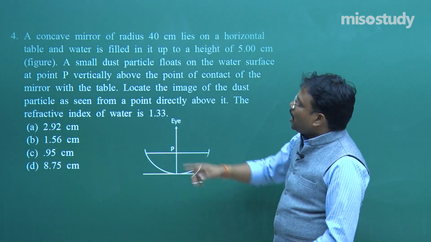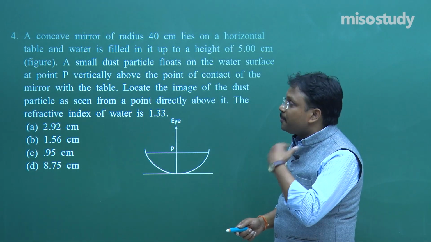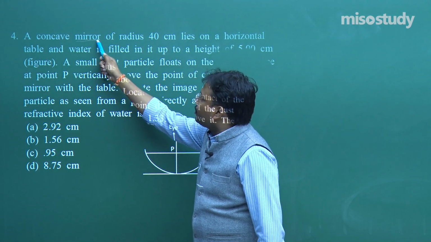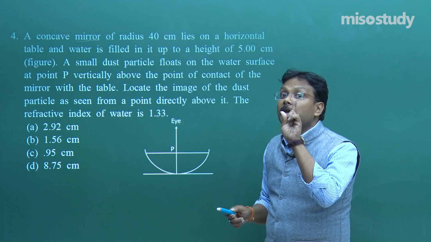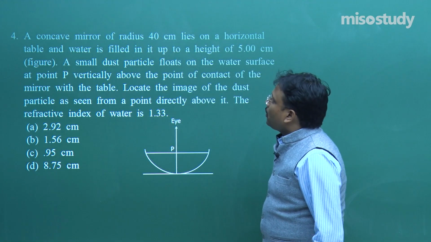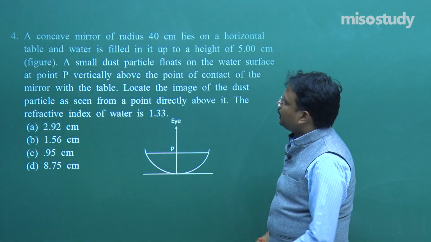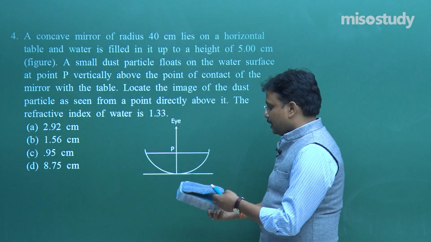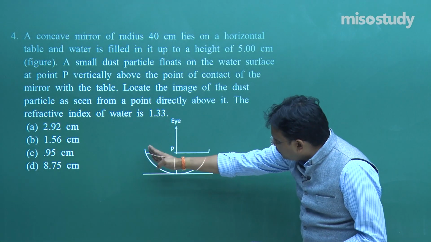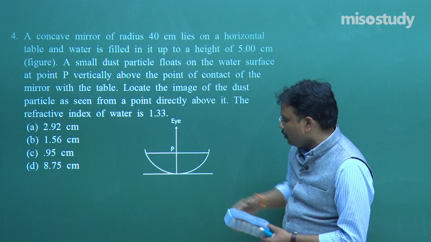A concave mirror of radius 40 centimeter. Normally students, on the basis of my own experience, I would like to mention, they read this but start drawing the diagram of a lens. Please don't make these types of mistakes. Concave mirror of radius 40 centimeter lies on a horizontal table and water is filled in it up to a height of 5 centimeter. This is your mirror, this is a table, and then water is filled. This line is showing you the water.